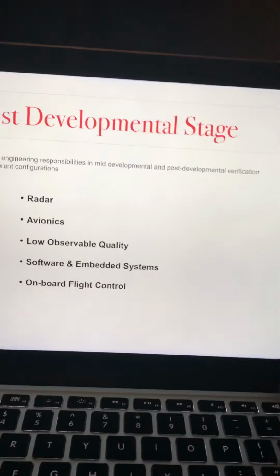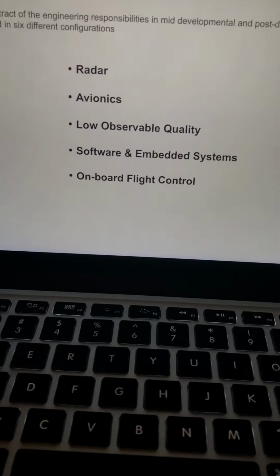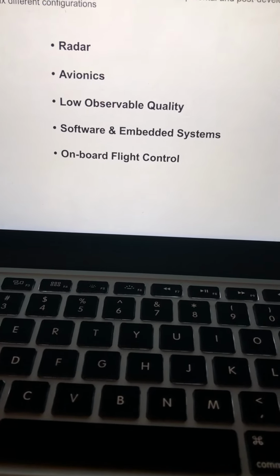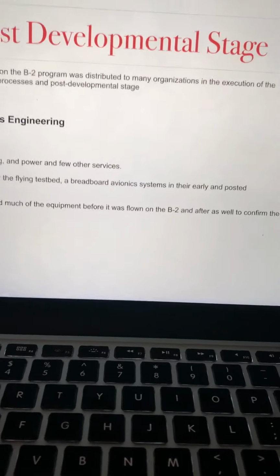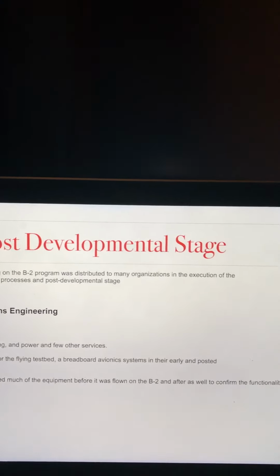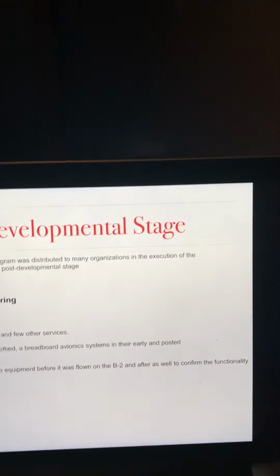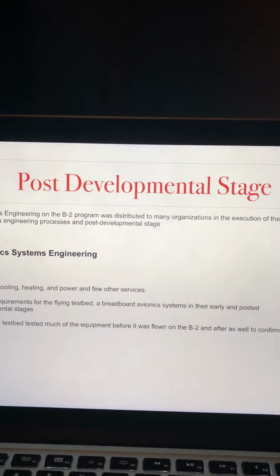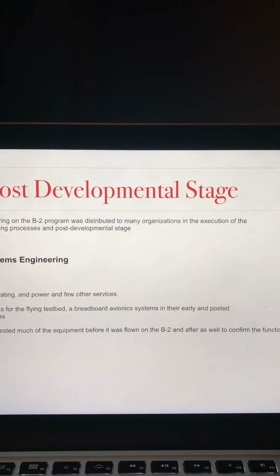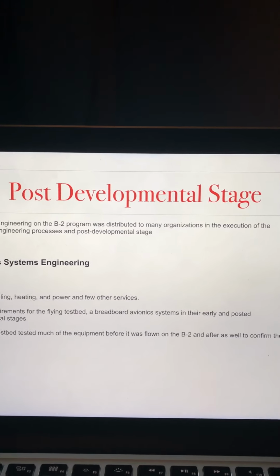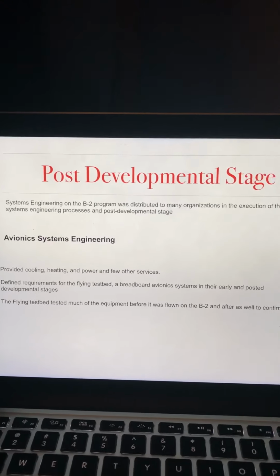5 different stages. So there's radar, avionics, low observable quality or stealth, software and embedded systems, and onboard flight control. So looking at those different criteria in the post stage, how they distributed all those jobs among different contractors. So it was distributed to many organizations in the execution of the systems engineering process in the post-development stage, and also checking, testing, and finalizing any kind of issues or errors that could have come.